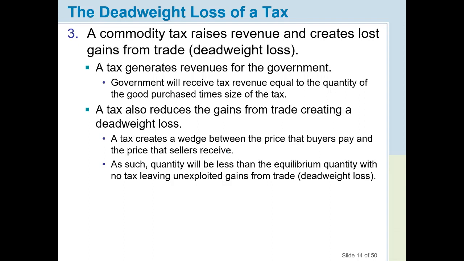Okay, so we can summarize now. A commodity tax raises revenue for the government but creates lost gains from trade, which again we call a deadweight loss. Government revenue from the tax equals the amount of the tax times the quantity that's purchased after the tax is imposed, and we know that's less than the quantity purchased before the tax. And the deadweight loss, as I noted previously, is represented by that triangle between the equilibrium quantity before the tax and the equilibrium quantity after the tax.